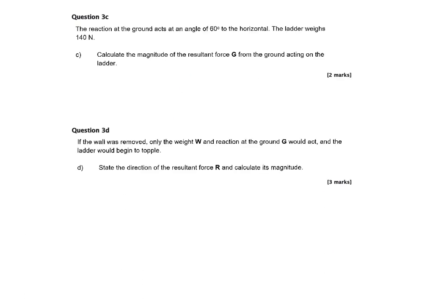Question 3C. The reaction at the ground acts at an angle of 60 to the horizontal and the ladder weighs 140. Calculate the magnitude of the resultant force G from the ground acting on the ladder. So we're going to draw our triangle again. This time we've got 140 newtons going down. You've got your unknown force going across, your resultant force, sorry, and then we've got G coming up like this. The angle that we know is to the horizontal, so that was 60 degrees to the horizontal.